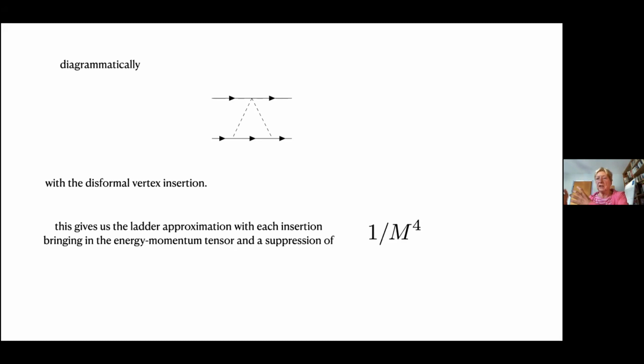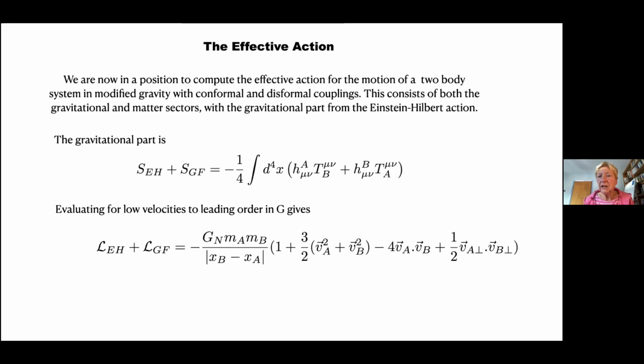This allows us to construct an effective action for the two body. The motion of a two body in modified gravity with conformal and disformal couplings. We've got both the gravitational sector and the scalar sector. The gravitational sector is just the Einstein-Hilbert action. And you can write g mu nu as eta mu nu Minkowski background plus perturbation. So here's the action. And at low velocities, to leading order in Newton's constant, you can expand this term. Oh, GF stands for gauge fix, by the way. And for two bodies, this is the expansion.